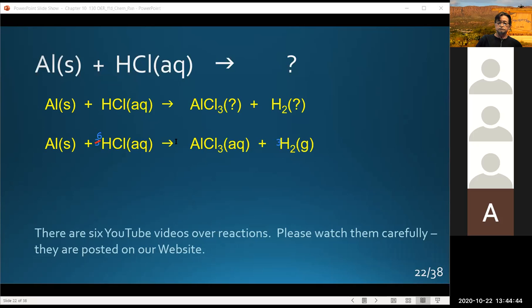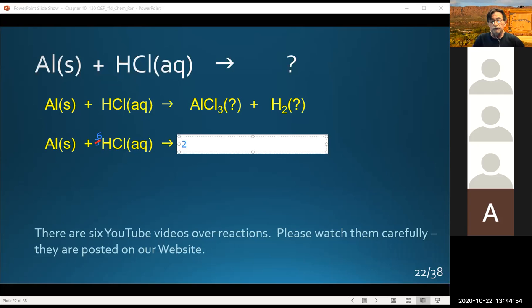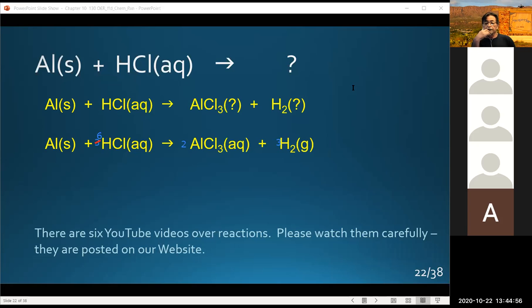You multiply the AlCl3 by 2, right? That'll work. Let's try that. Let's put a 2 there. Okay, so that gives me 6 chlorides, which balances the chlorides that come from hydrochloric acid. My hydrogens are good at 6 on both sides.